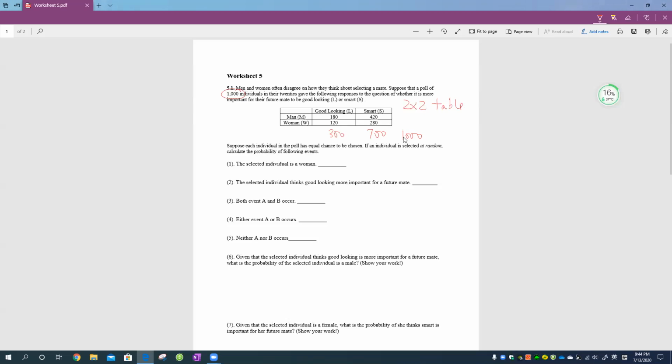And same thing for male and female. So among these 1,000 individuals, how many of the individuals are male? Then we look at 180 plus 420, so that's 600. And we have 400 female. So add up these two together, we got 1,000 as well. So again, 300, 700, 600, 400, we call those marginal totals, and 1,000 is the grand total.